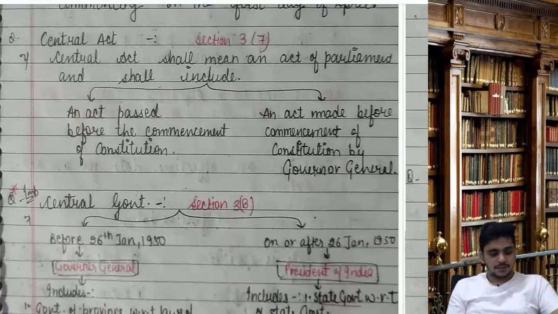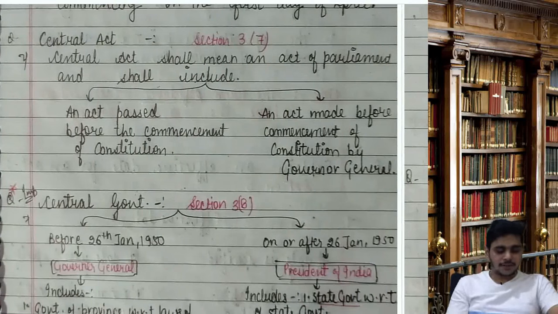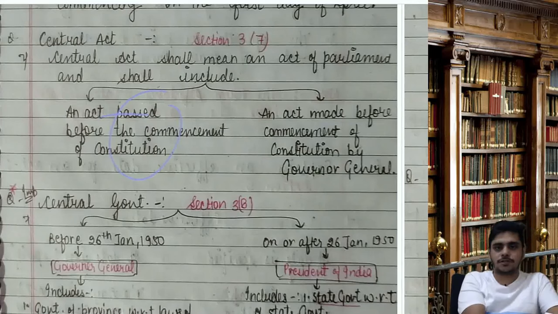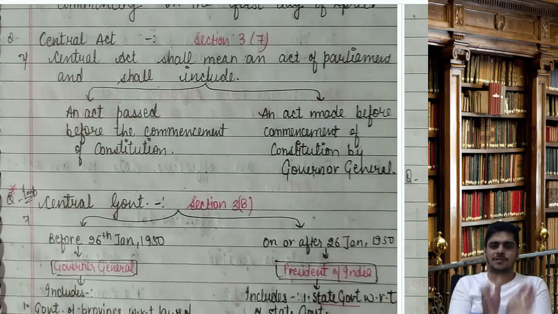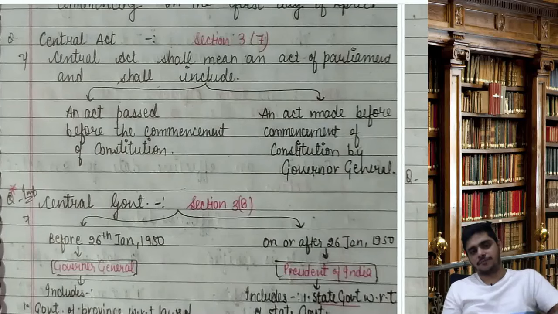Central Act means an act of Parliament and shall include an act passed before the commencement of the Constitution, and an act made before the commencement of the Constitution by the Governor General. Logical. Before the Constitution, the Governor General was there. After the Constitution, it is Parliament and the President of India.